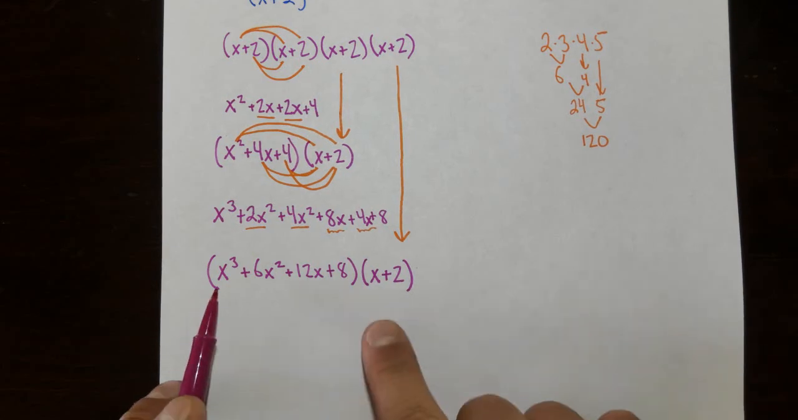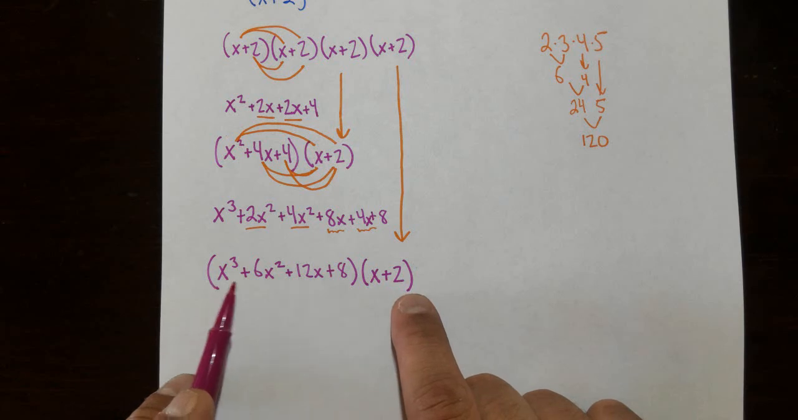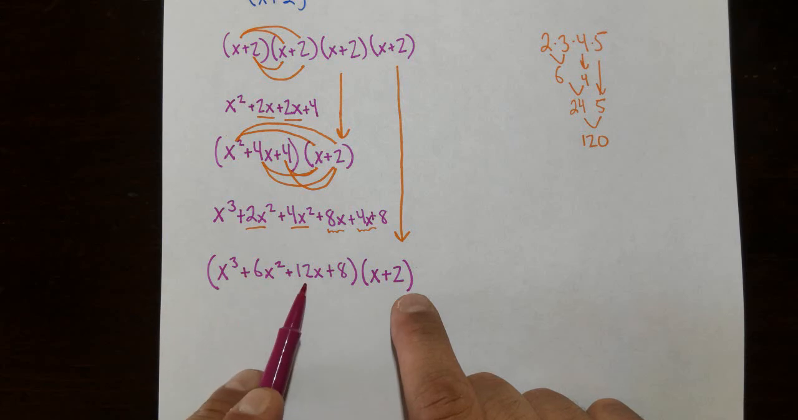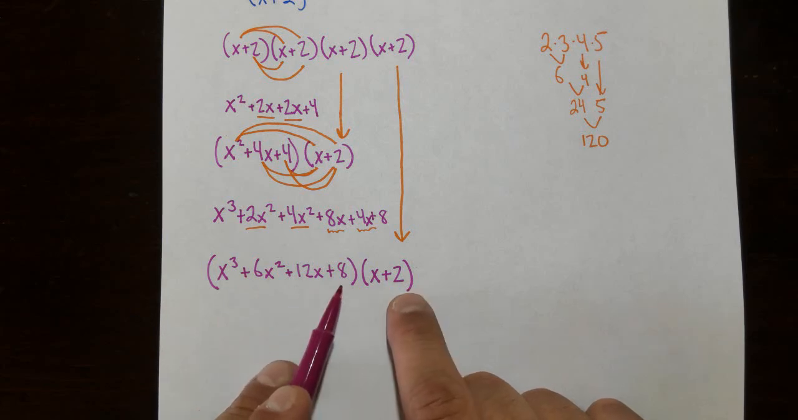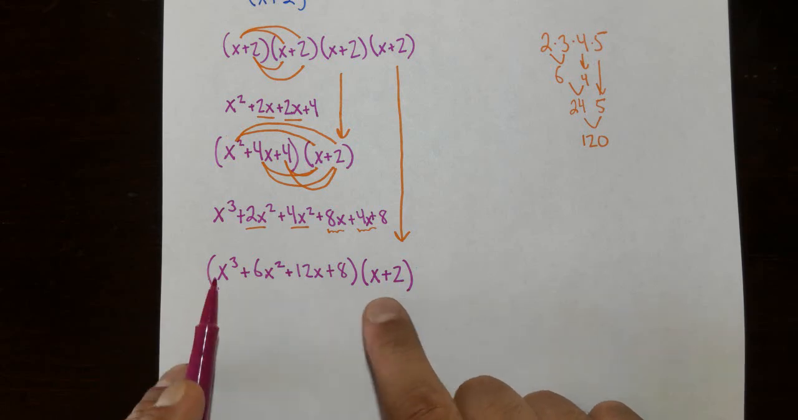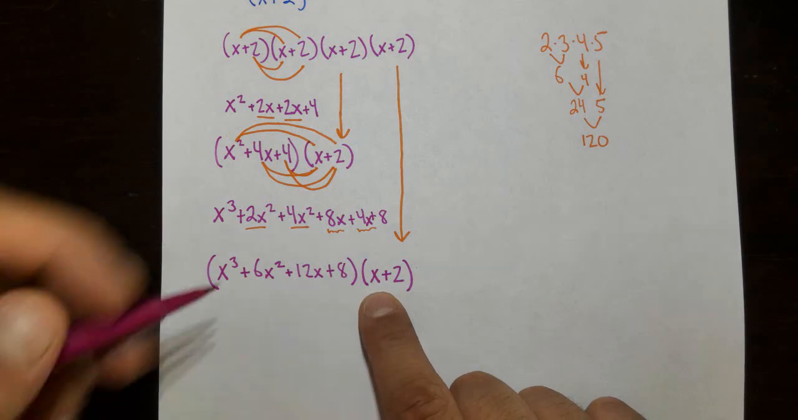So we're going to multiply x cubed to x and 2. We're going to multiply 6x squared to the x and the 2. We're going to multiply the 12x to the x and the 2. And we're going to multiply the 8 to the x and the 2. So let's start off with this. X cubed times x is x to the 4th.